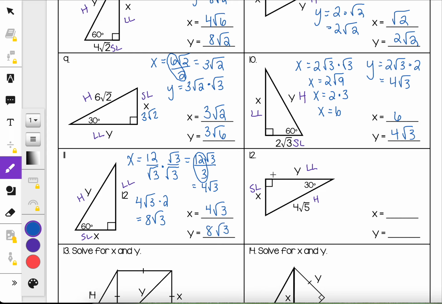All right, and this last example, that's a straightforward 30, 60, 90. I'm given my hypotenuse, so I'm going to find that short leg. 4 root 5 divided by 2 is 2 root 5. And then I can take that short leg, multiply by the square root of 3, and I'm going to get 2 times the square root of 15.